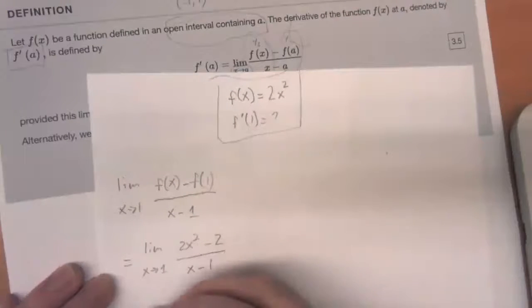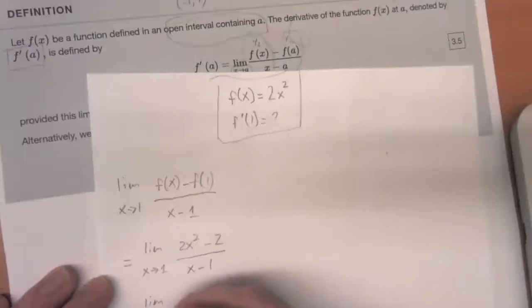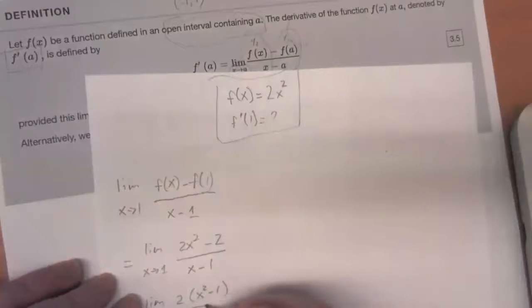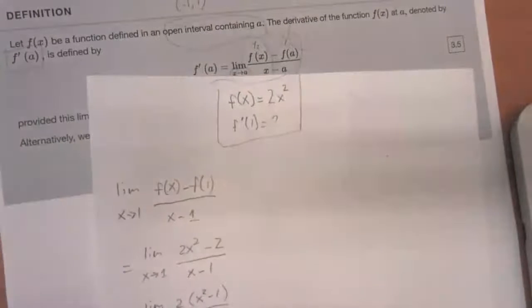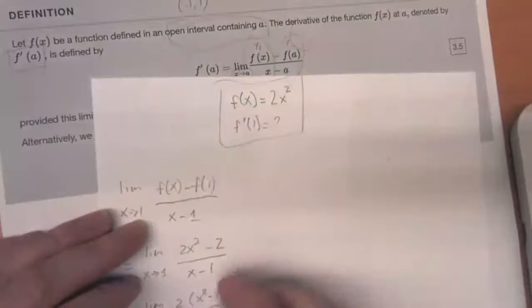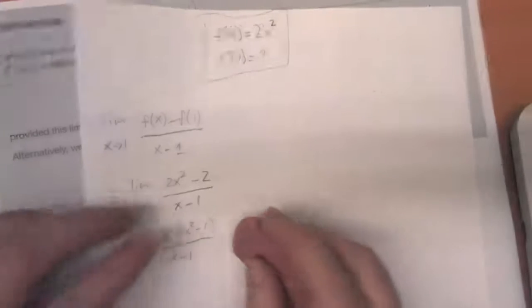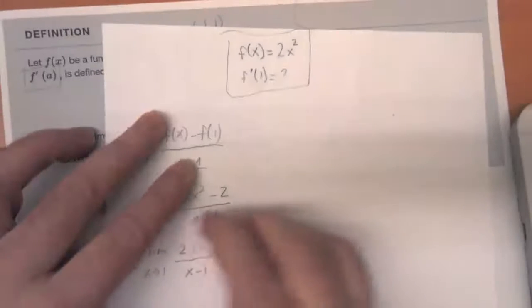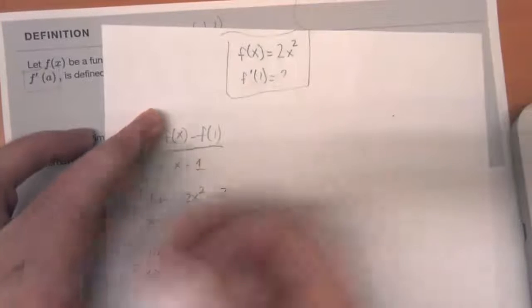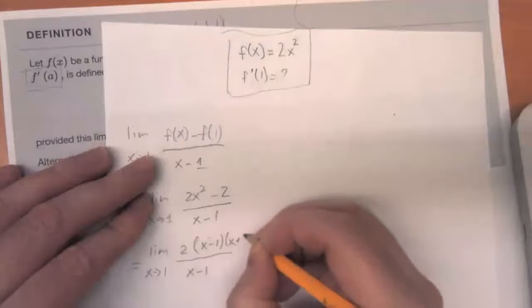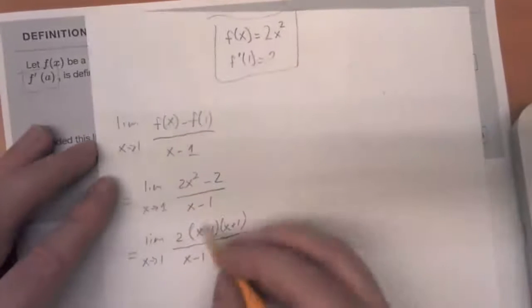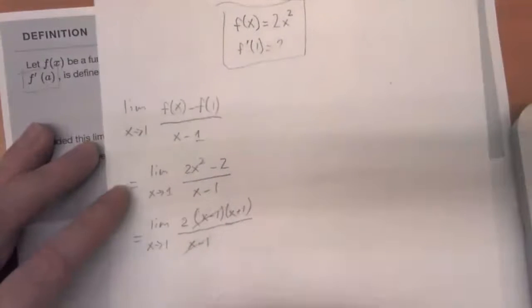Well, I can factor this out a little bit. Limit as x approaches 1 of 2 times x squared minus 1 over x minus 1. And we've done this with quadratic functions before, but what I'm going to do is factor this numerator, because that's the difference of 2 squares. So x squared minus 1, I'm going to write as x minus 1 times x plus 1. And then that lets us cancel out the x minus 1 from the numerator and denominator.